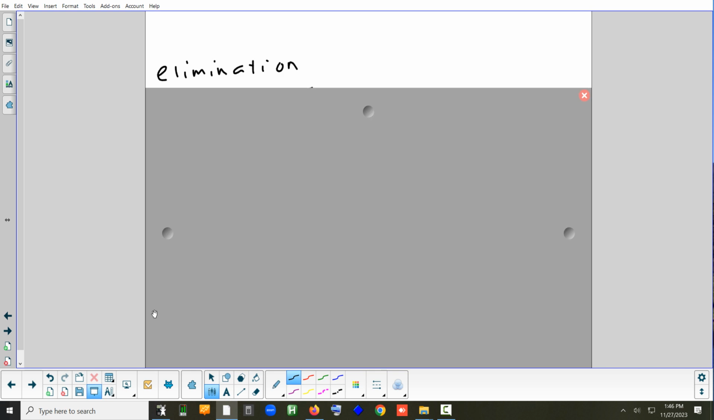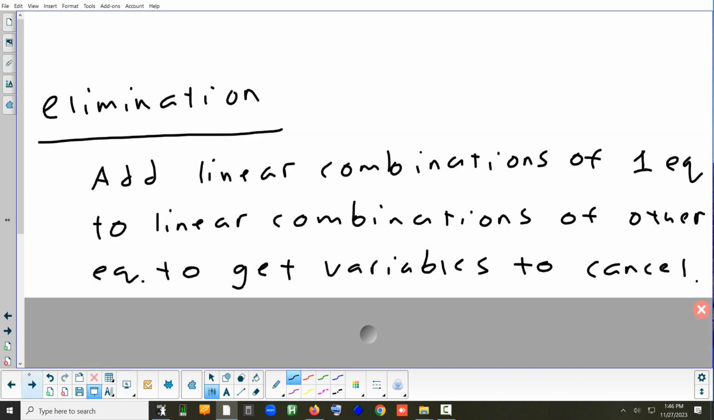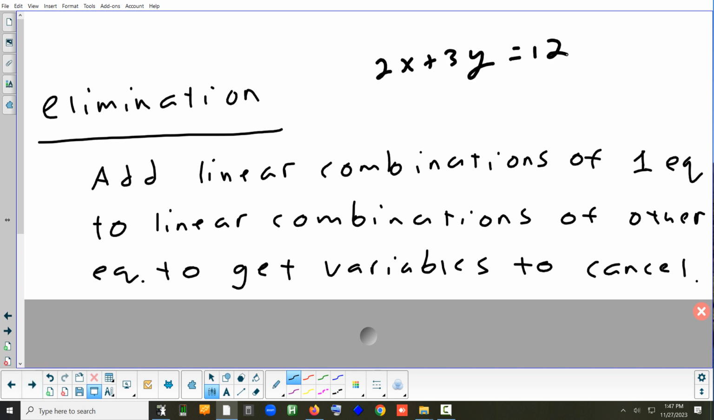So the idea with elimination is you're trying to make one letter disappear. Basically, you're trying to get variables to cancel out. And the way that you can do it is you add linear combinations, or you call that a multiple. You add multiples of one equation to another equation. So like if I had something like 2x plus 3y equals 12, and 6x minus 7y equals 3. There's a certain letter there that if I was going to solve that, I would focus on trying to get to cancel out. I would try to get the x's to cancel.